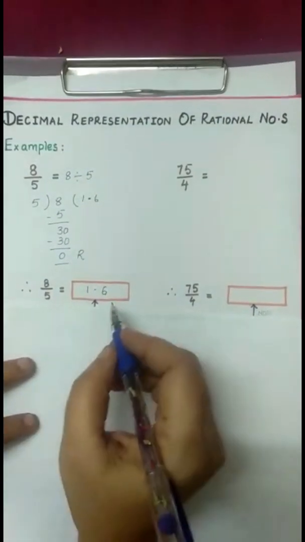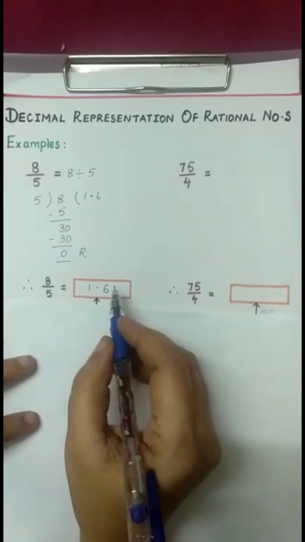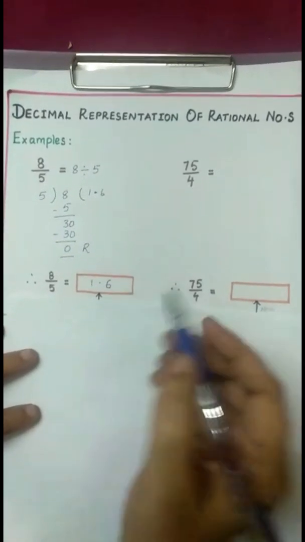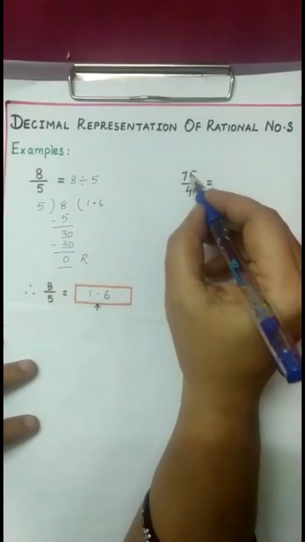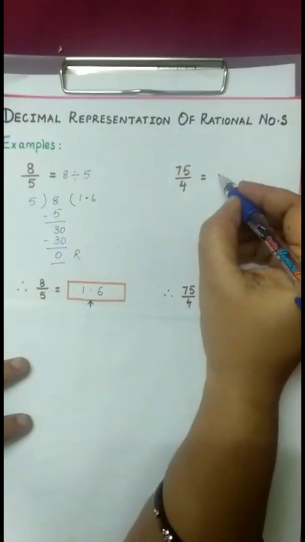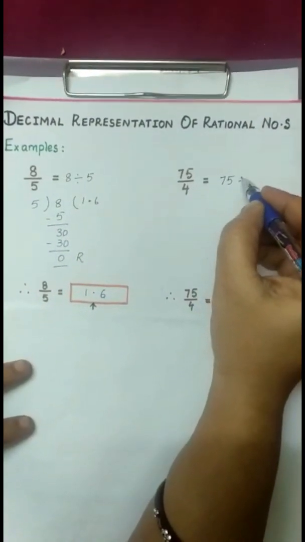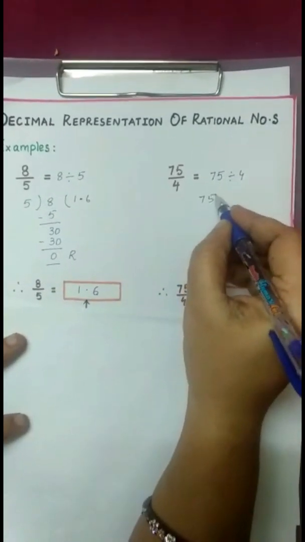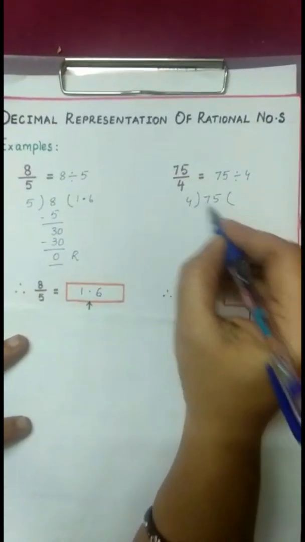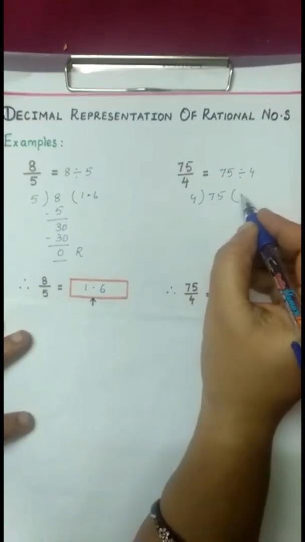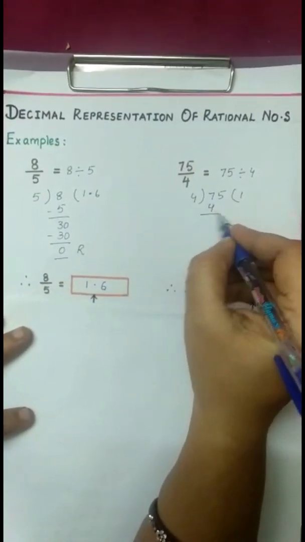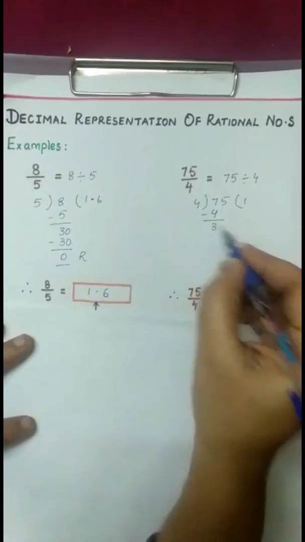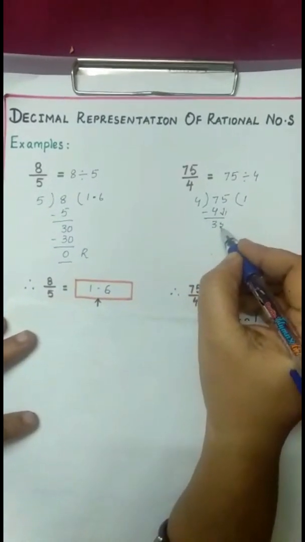Now in this decimal, we have only a finite number of digits in the decimal part. Now come to the next division. 75 by 4. It means that 75 is divided by 4. Let us divide 75 by 4. Now first we divide 7. 4 ones are 4. 7 minus 4 is 3. Now take 5.